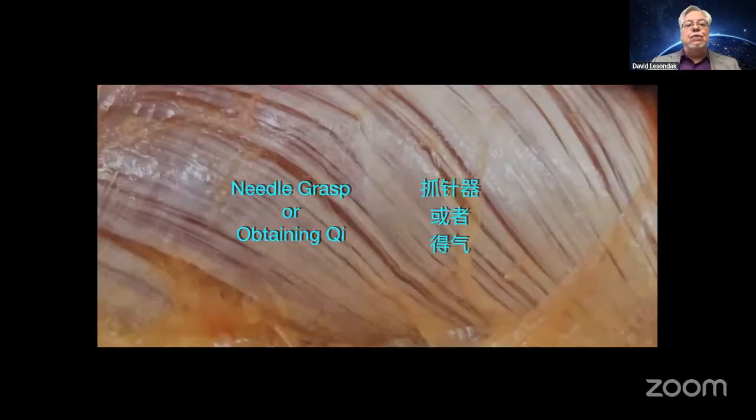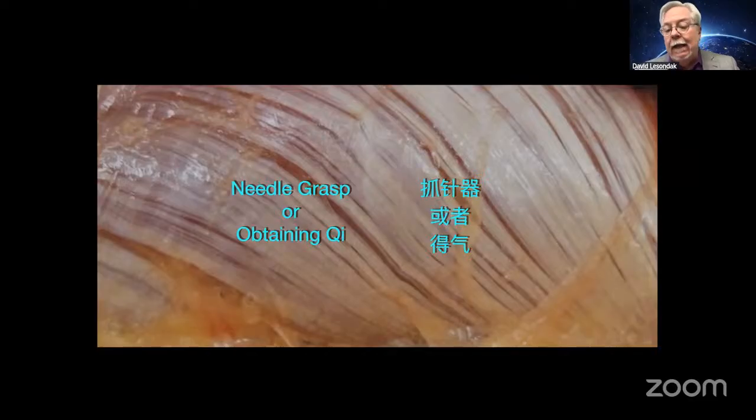So this leads us to needle grasp, which, I've been informed, is sometimes called obtaining chi. So there is that phenomenon that you acupuncturists know where you put the needle in and you almost feel like the body goes, oh, I want that. You get like this little pull that you're not doing. What's that about? Am I just imagining that?